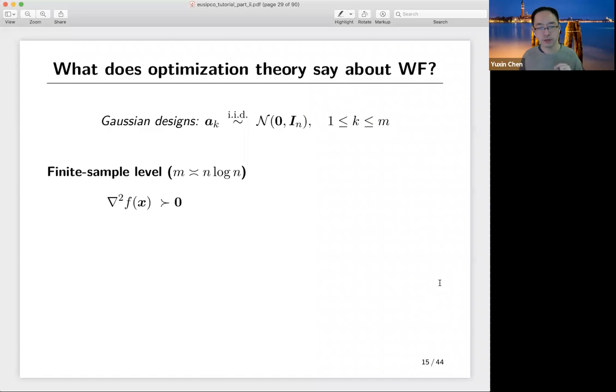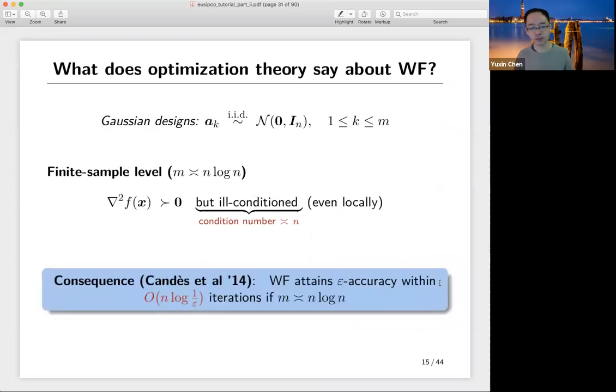First of all, for this very simple non-convex problem, it turns out that if you're sufficiently close to the ground truth, one very nice thing happening is that the Hessian of the objective function turns out to be positive definite, meaning that this is locally strongly convex. The bad thing, however, is that even though this is a strongly convex problem, it turns out to be very ill-conditioned. The condition number for this particular problem scales with n, even locally. And this is a bad message. Gradient descent theory basically says that if you run gradient descent, the total number of iterations needed scales linearly with the condition number, which leads to Candès's result, which says that the total number of iterations needs to be n times log 1/ε.